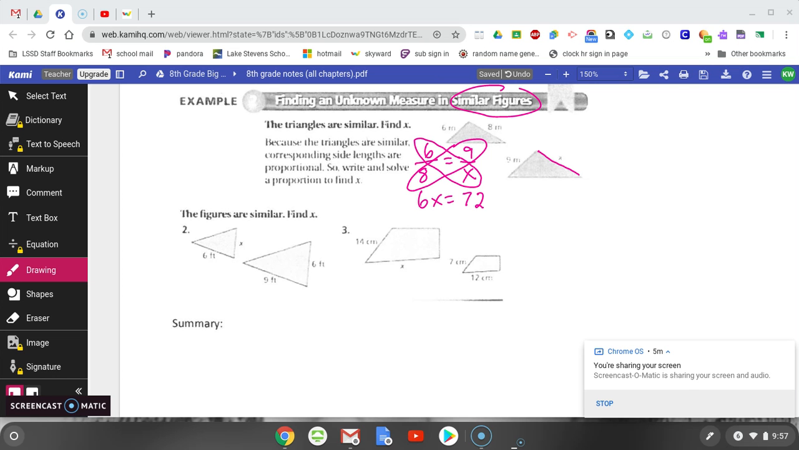So this is a one-step equation, 6 times x. The way we get rid of multiplication is with division. So I can divide, and I get x is equal to 12. So my answer would be 12 meters.